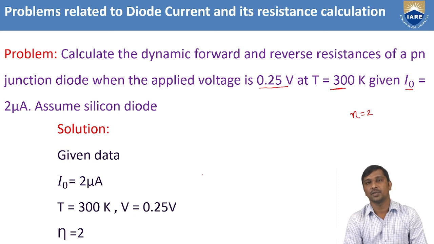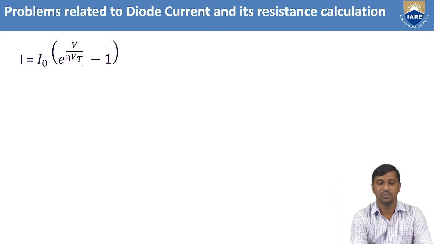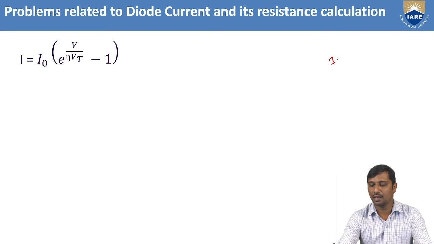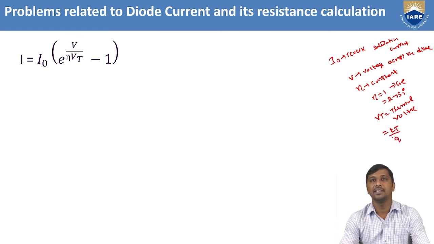Now we know the relation between your reverse saturation current and the diode current. What is the relation for the diode current here? I is represented as I naught times e power V by eta times Vt, minus 1. Here, I naught is the reverse saturation current, and V is the voltage across the diode. Eta is a constant, and we know that the eta value is 1 for germanium and 2 for silicon. Vt is the thermal voltage, and it is represented as kT by Q, where K is the Boltzmann constant, T is the temperature in kelvin, and Q is the charge on an electron.